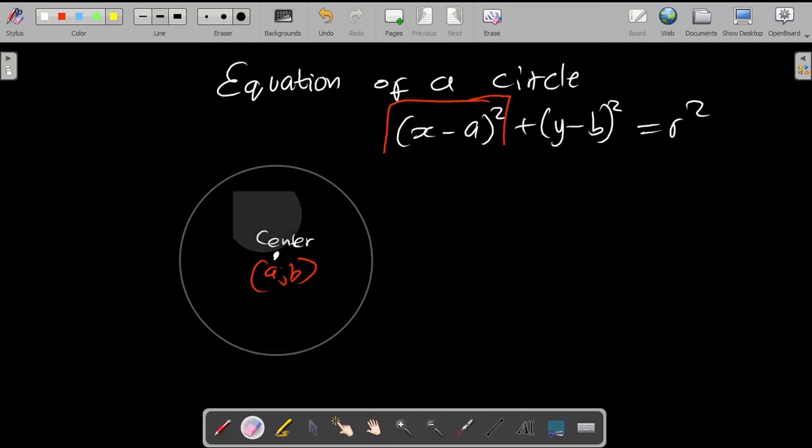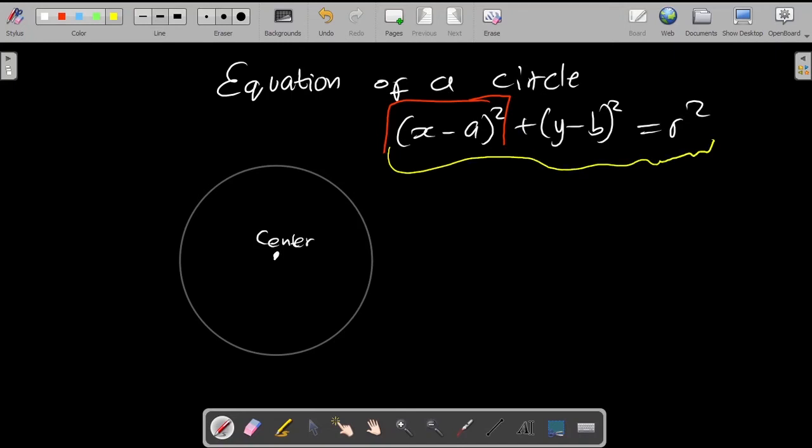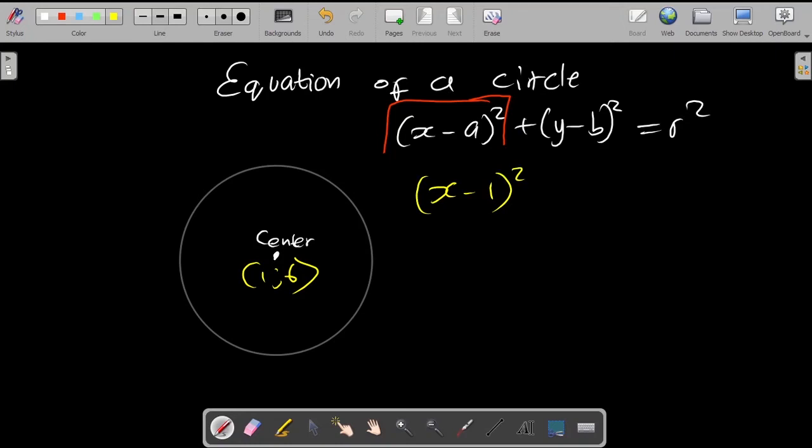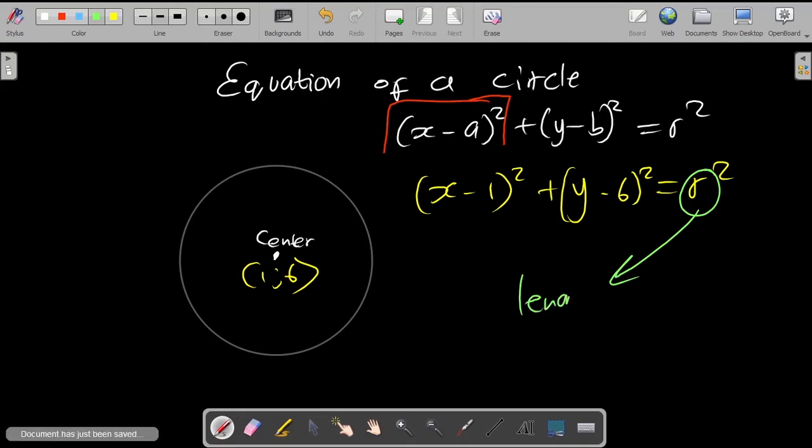So let's say, for example, you had coordinates and you're asked to find the a and b in this. Let's say this is the standard form. This is indeed the standard form. And now let's say you had coordinates (1, 6), for example. Now you just substitute them exactly as they are. The x value would go to the a and the y value would go to the b exactly as it is. And now this r over here is the length of your radius.